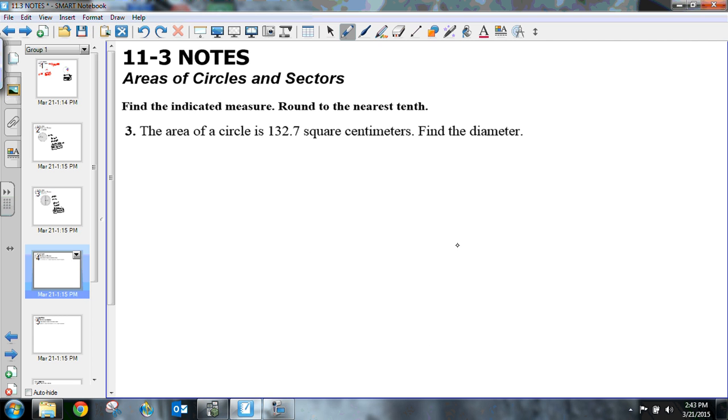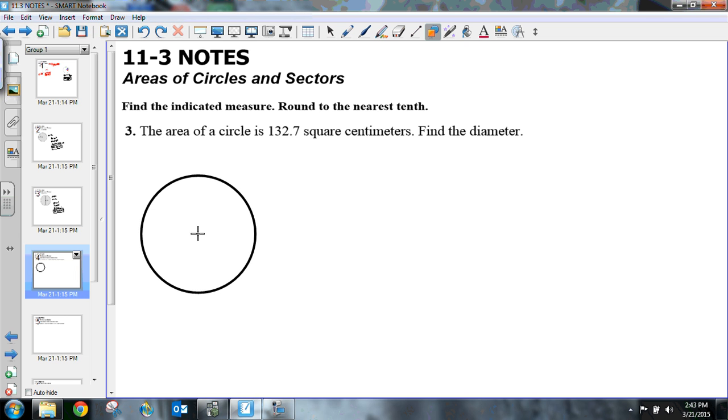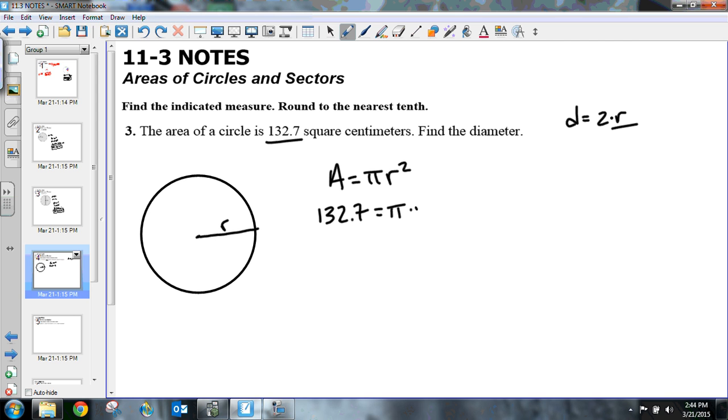Now on this one, it gives me a different thing here. It says the area of a circle is 132.7. So let me draw on a radius here. It says find the diameter. Now I know that my diameter is equal to 2 times my radius. So I need to solve for my radius. I need to find what this is. So I know that my area is equal to pi times my radius squared. Now it gives me the area of 132.7, and I'm going to set that equal to pi times my radius squared.